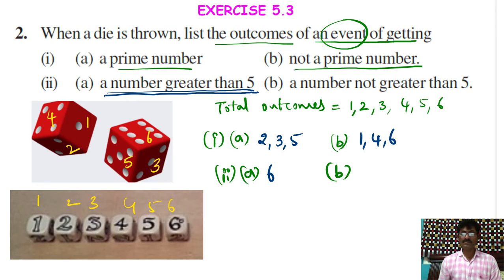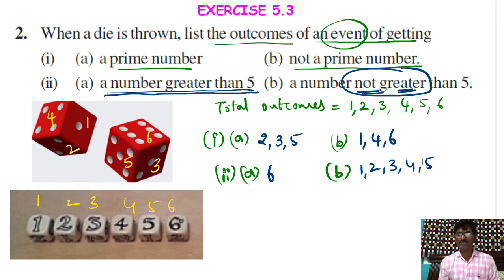Not greater than 5 means maybe less than or equal to also. Not greater than 5, so 1, 2, 3, 4, 5. Not greater than doesn't mean less than 5. Not greater than maybe equal to also. So we need to write 5 also here in this case.